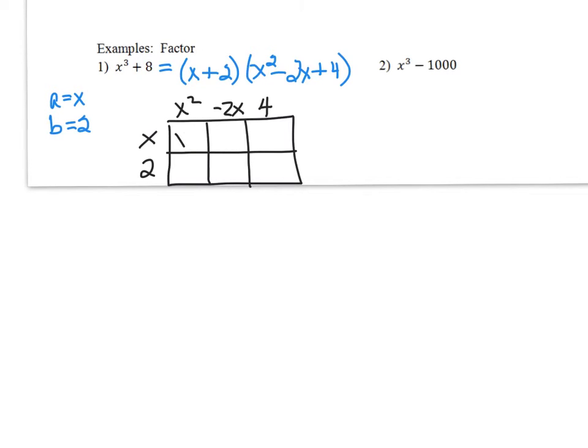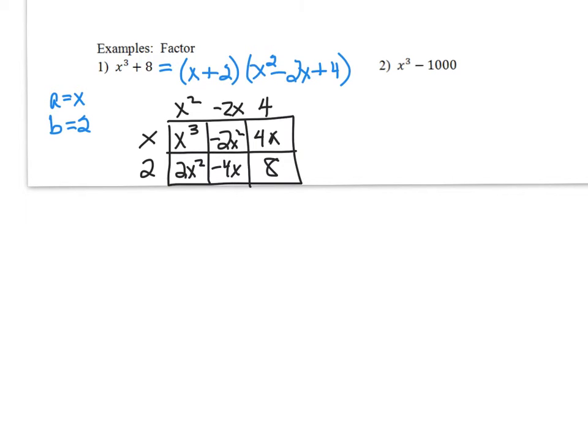So x times x squared is x cubed. X squared times 2 is 2x squared. X times negative 2x is negative 2x squared. Negative 2x times 2 is negative 4x. 4 times x is 4x. 4 times 2 is positive 8.